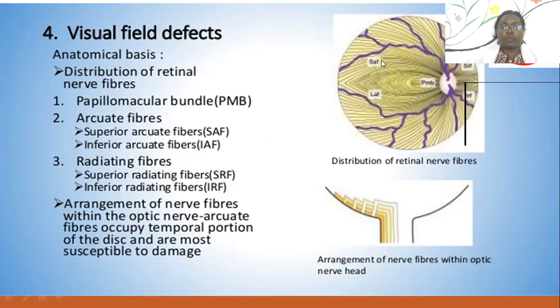When these nerve fibers get affected, there is ischemia of nerve fibers, they are damaged, seen as an arcuate defect. Visual field defects are seen correspondingly. But the radiating fibers are on the nasal side: superior radiating fibers and inferior radiating fibers. This is the arrangement of the nerve fibers within the optic nerve. Arcuate fibers occupy the temporal portion of the disc and are most susceptible to damage.